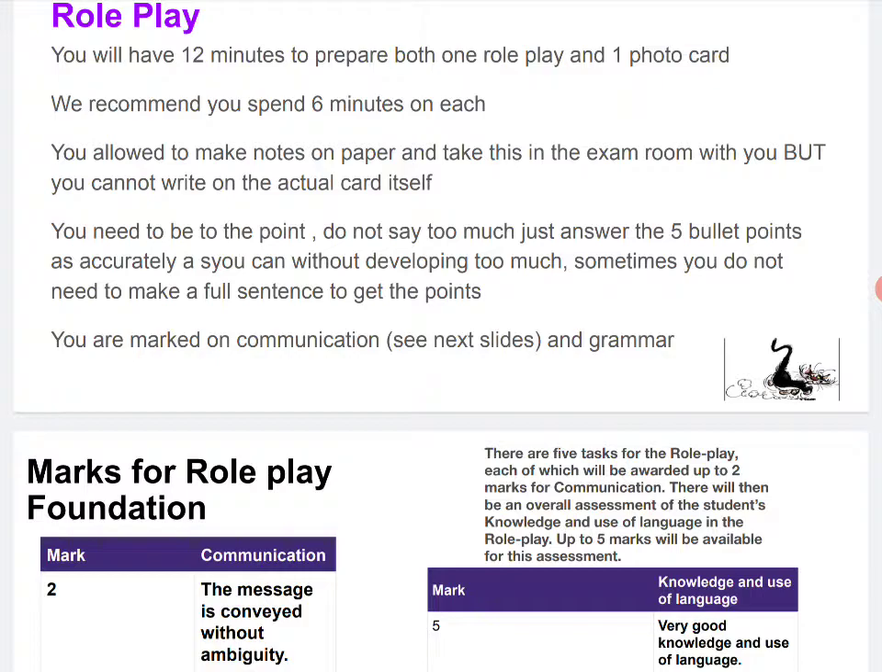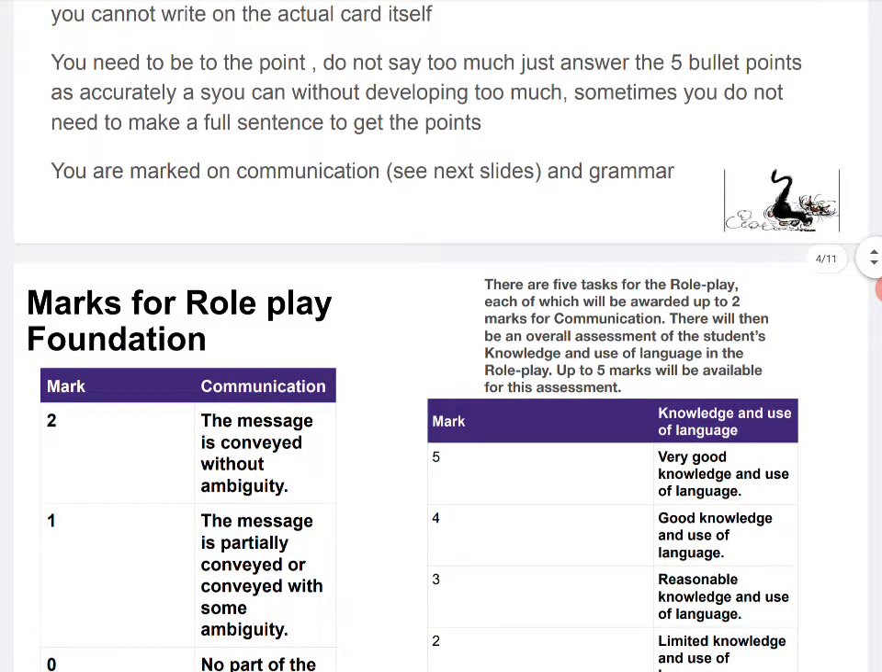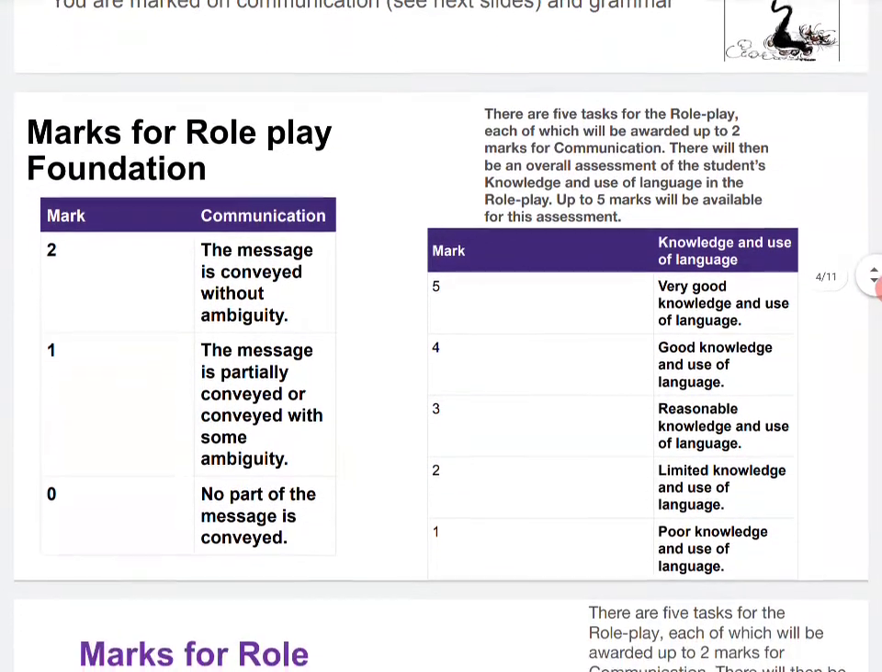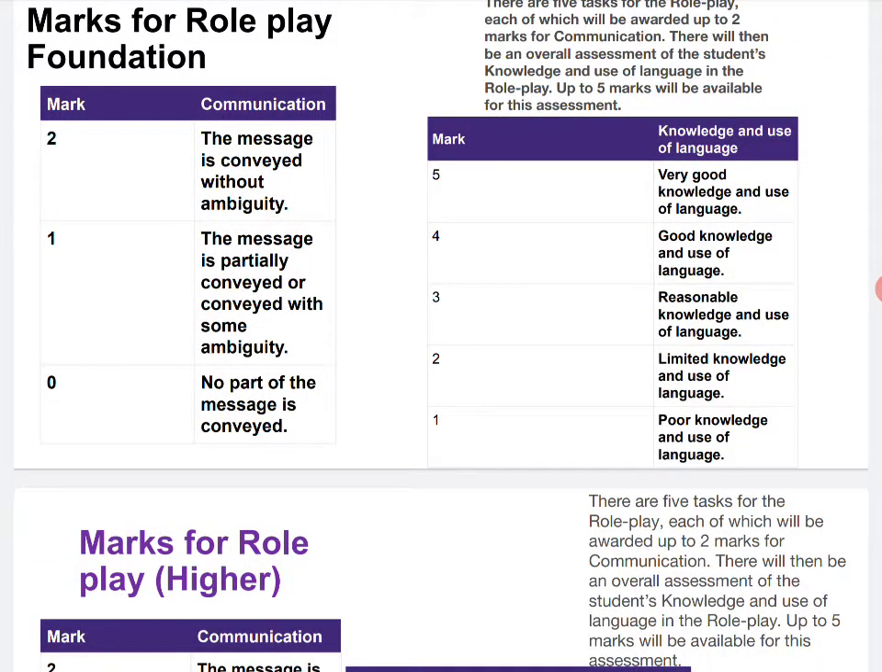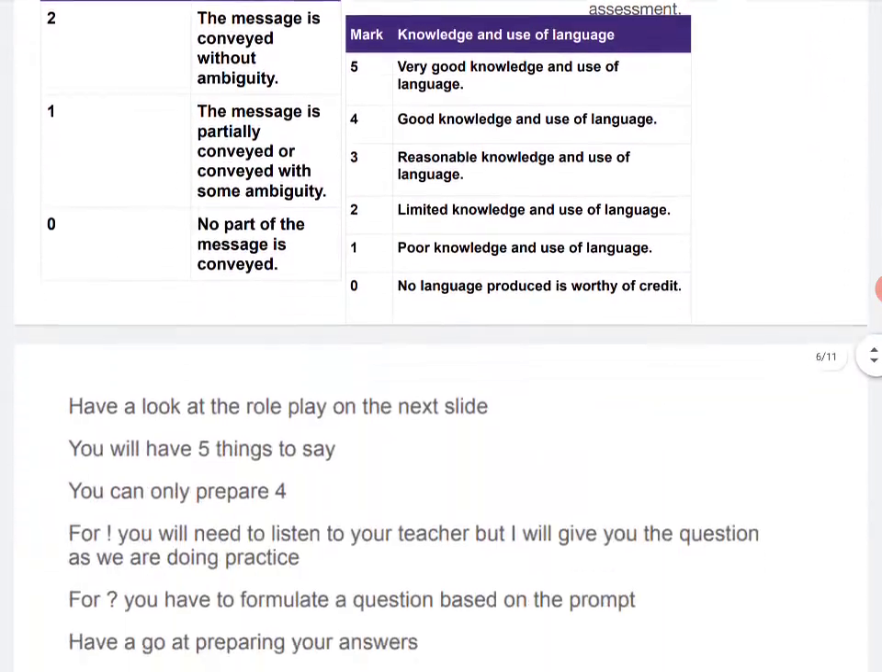So you are marked on communication and grammar. They are the same criteria for both foundation and higher, but I would say that the foundation role plays are slightly easier, although not easy, than the higher ones. You are marked on communication, 2 times 5 things that you've got to say. That's 10 points, and an overall mark on the knowledge and use of language. But again, it's not like the photo card or the general conversation where you have to develop and show what you can do in terms of language. On this one, really think to the point, using good, accurate language, but without going over the top and without developing too much. So as you see, same thing.